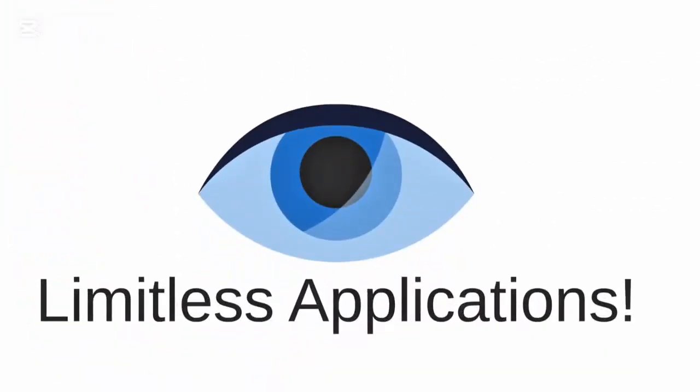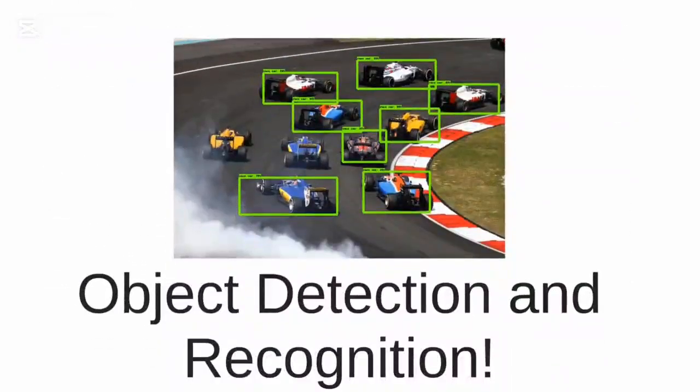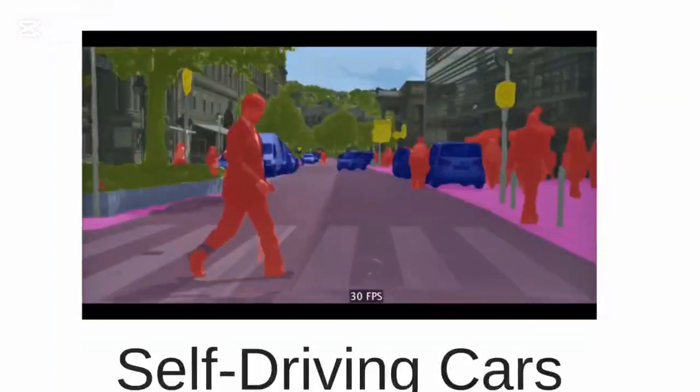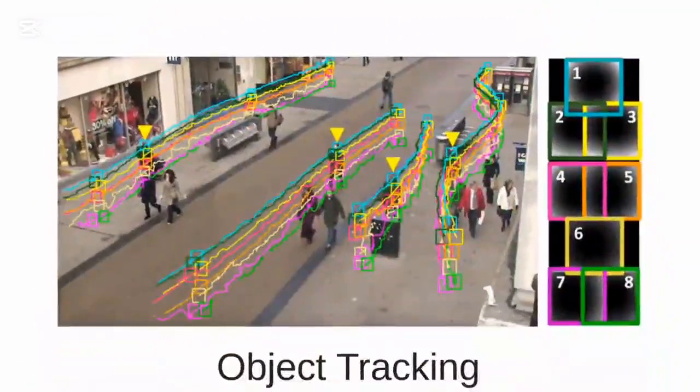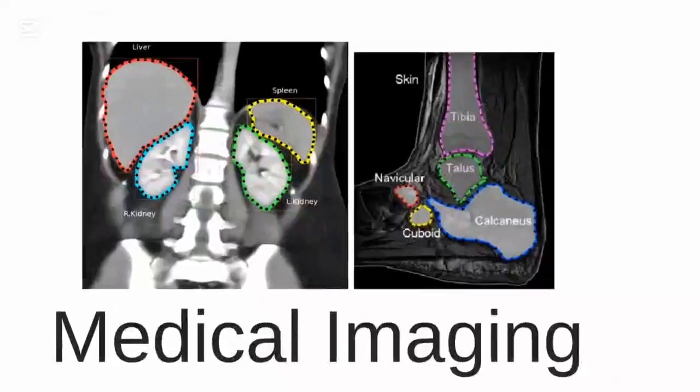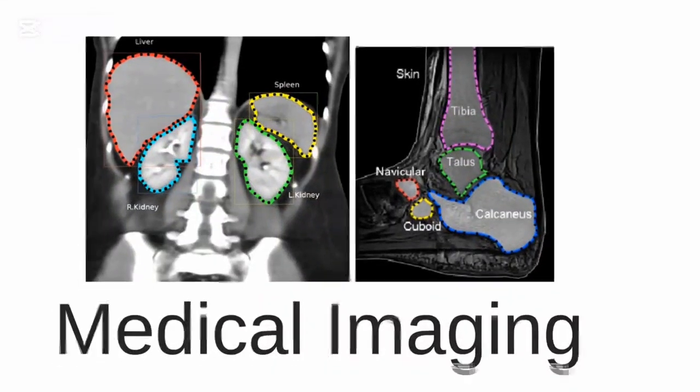Computer vision allows us to analyze and leverage image and video data with applications in a variety of industries. Computer vision has applications in object detection and recognition, self-driving cars, automated stores, object tracking, medical imaging, and much more.